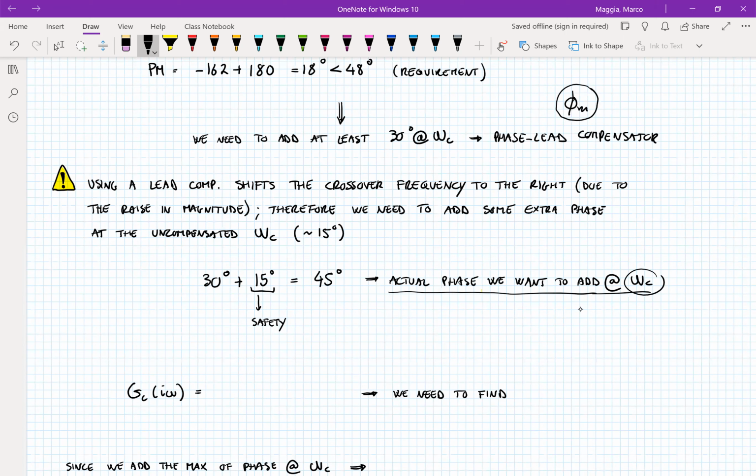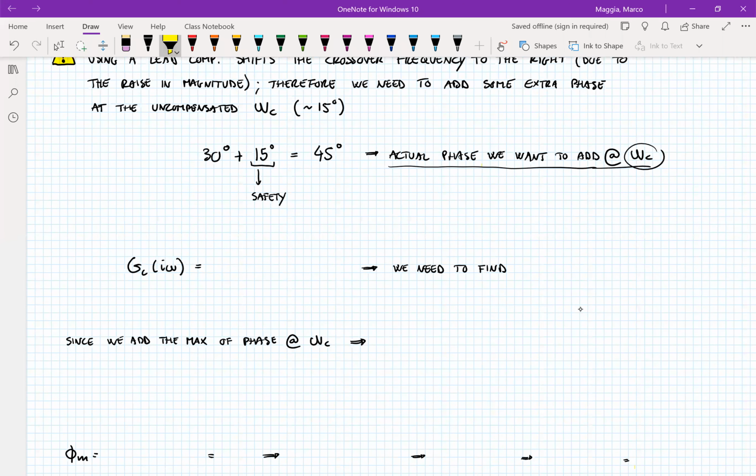Also, another thing you should keep in mind is that no single phase lead or phase lag compensator can add or subtract more than about 55 degrees. That is the practical limit. So if you wanted to add or remove more than that, then you should cascade, or put in series, more than one compensator. All right. So anyway, here we've determined that we want to add about 45 degrees in terms of phase.